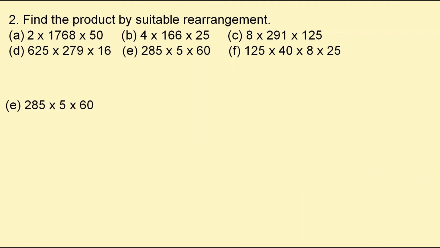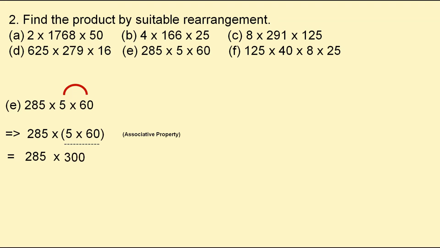Now here we will make group of these two numbers. First we will make group of these two numbers with the help of associative property. As we know, 5 6s are 30. So 5 into 60 is equal to 300. Now we will multiply 285 into 3.